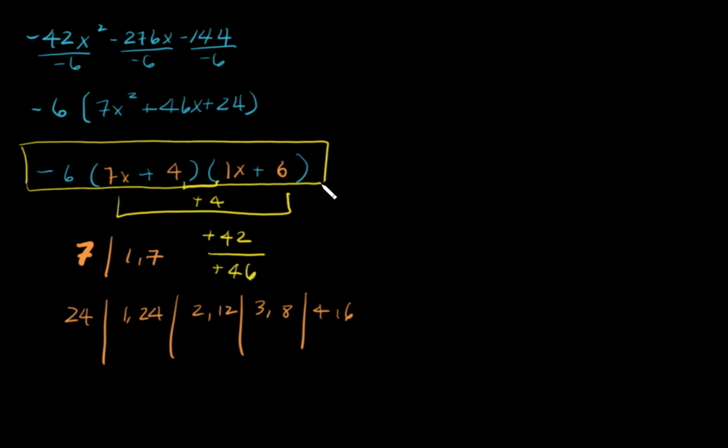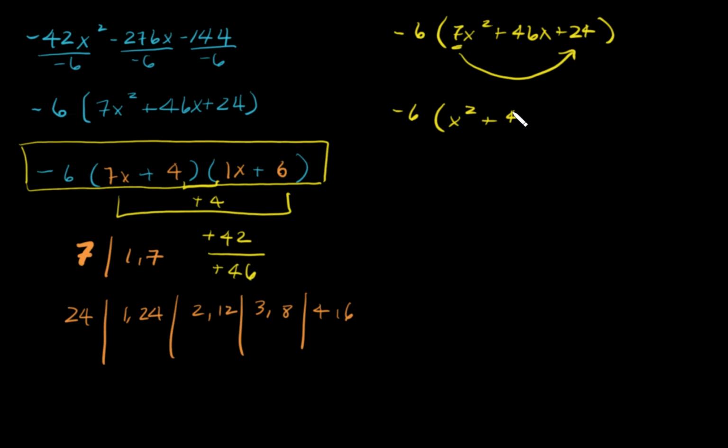Now let's use the MG method. Once again, we're going to factor out the negative 6. So we start off with negative 6 times 7x squared plus 46x plus 24. We're going to take a and multiply it with c. So we get negative 6 times x squared plus 46x plus 24 times 7, which is 168.